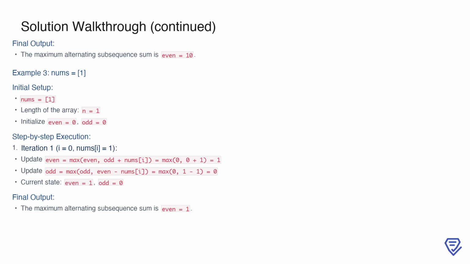Here, even is updated to 1, the maximum of its current value and odd plus the current number. Odd remains 0, as it is the maximum of its current value and even minus the current number. After processing the single element, even is 1, and odd is 0. Thus, the maximum alternating subsequence sum for this example is 1.